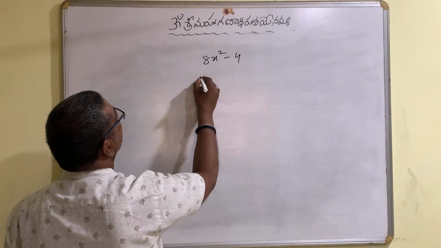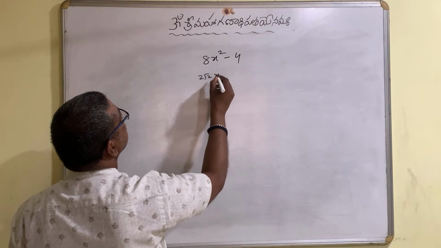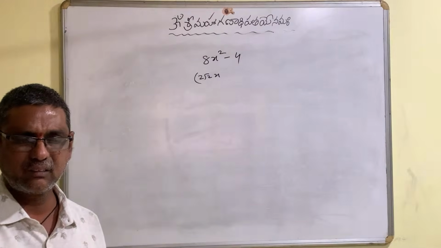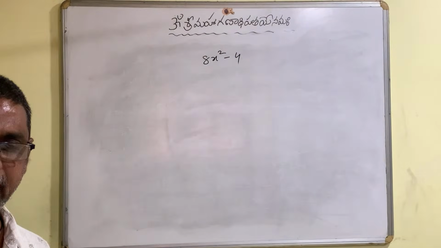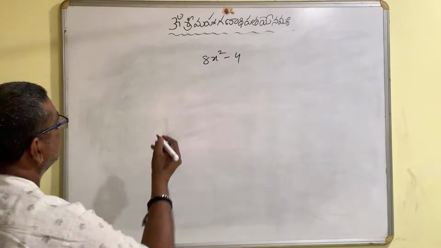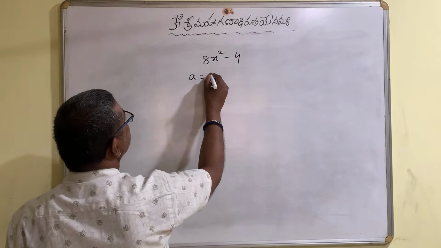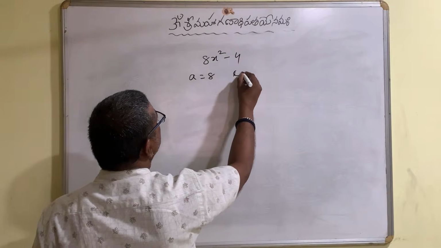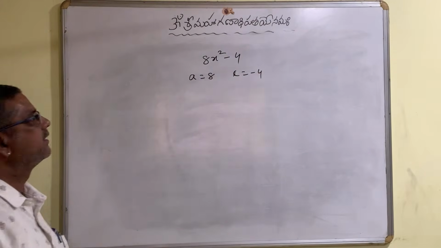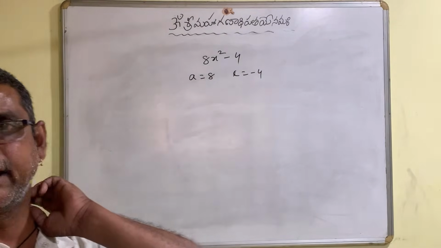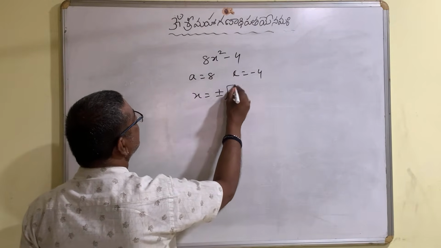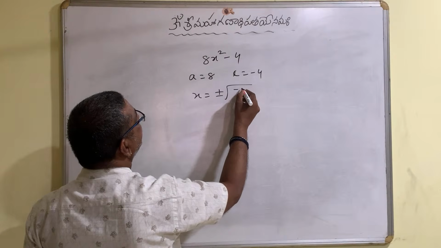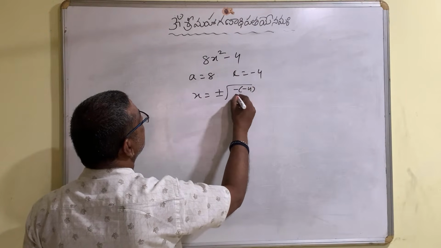8 we can write as 2 root 2 x whole square. Why all this? We have a formula directly, na. Why all these tensions? A is 8, C is negative 4. So then x is equal to plus or minus root over negative C by A.